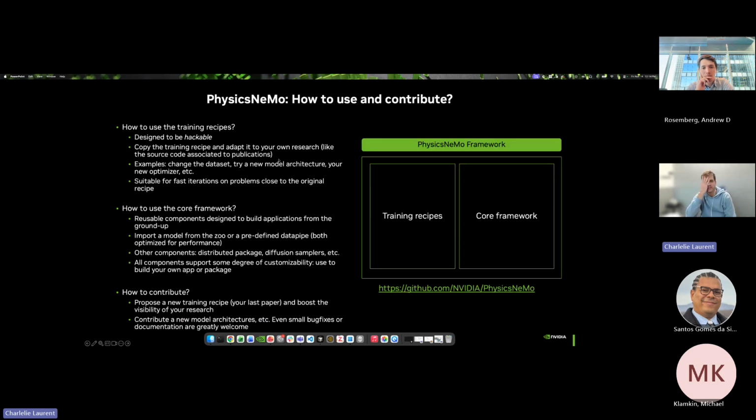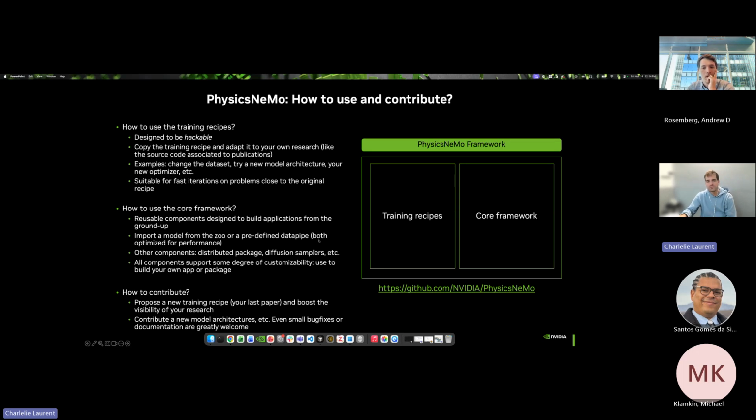So yeah, we'll just go back to conclude on what PhysicsNeMo is, how to use it, and how to contribute to PhysicsNeMo. I took the same overview, the same breakdown of what PhysicsNeMo is. That simplifies a lot: only two main things there, the train recipes and the core framework.